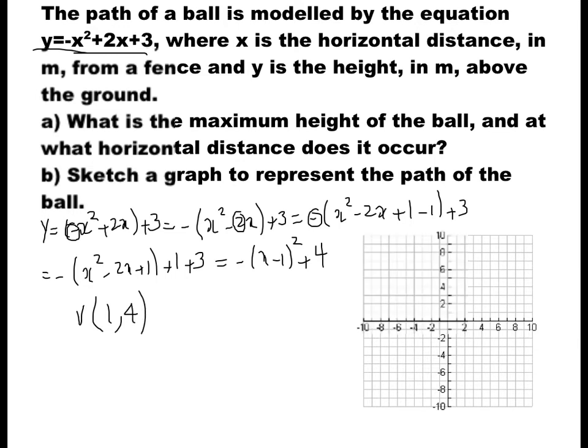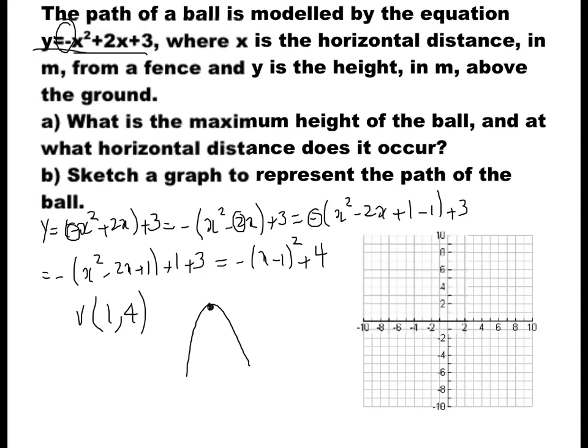Now since the leading coefficient is negative, the parabola opens downward, so this point is maximum. The maximum happens at x equal to 1 and y equal to 4.